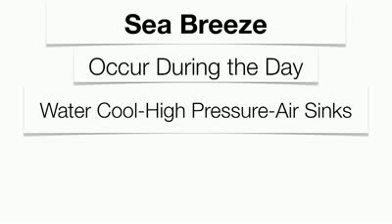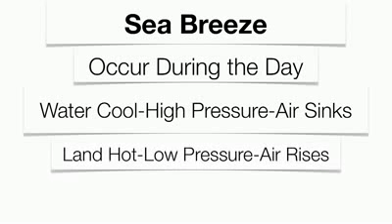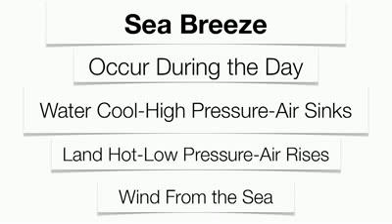So you tend to have the higher pressure over the water because the water is cool. You're going to have the lower pressure over the land because it's a little bit hotter. So you're going to get a convection cell that's going to come off of the water towards the land. That is what we call a sea breeze. Now remember, winds are named from the direction in which they come from. If it's called a sea breeze, the wind is coming from the sea or the ocean.